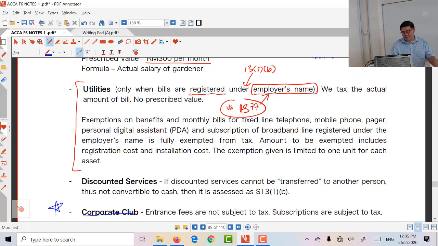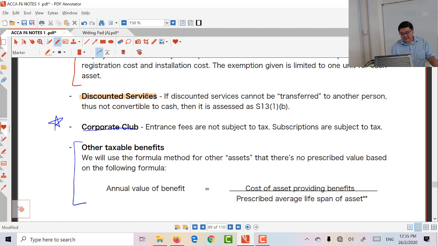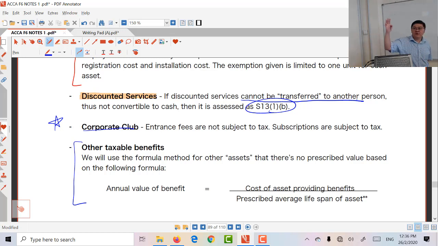Okay? Now, going down to this, I've highlighted this to you earlier, discounted service. Now, discounted service is B because it cannot be transferred. It's quite different. Now, example, let's say you are a staff with Malaysia Airlines. As a staff with Malaysia Airlines, the company says that you can buy air tickets at discounted price. So instead of flying to New York in the US, let's say the air ticket is supposed to be 6,000 ringgit, but because you're a staff, you only pay 2,000 ringgit. So you save 4,000.